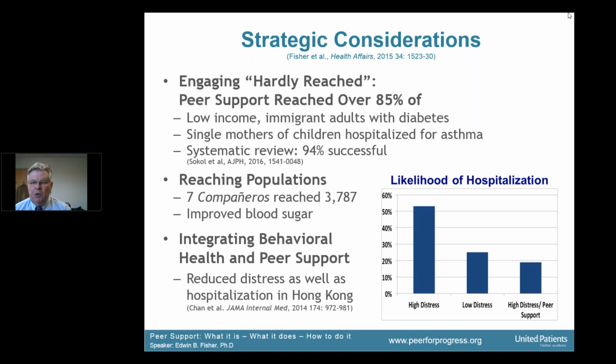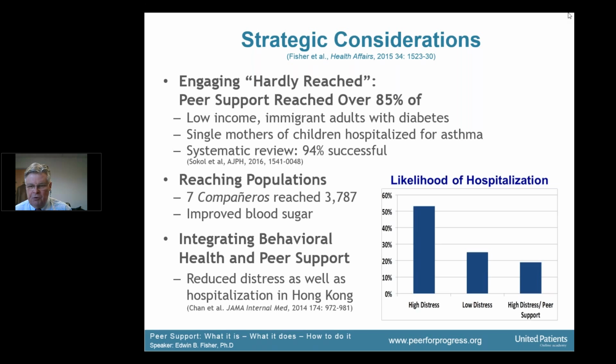Around the world, people are concerned about the people who aren't getting included in healthcare. We put on programs, we put on community programs for obesity, or we institute a new policy in our clinics to try to get care to more people who need it. And we frequently have trouble reaching those who we refer to as hardly reached. And we found that peer support is effective in reaching over 85% of hardly reached groups.